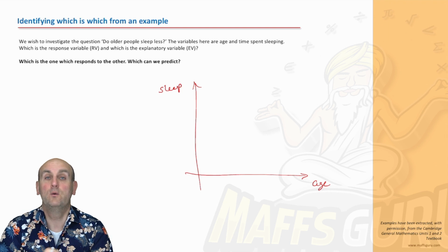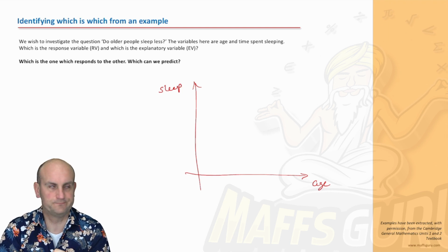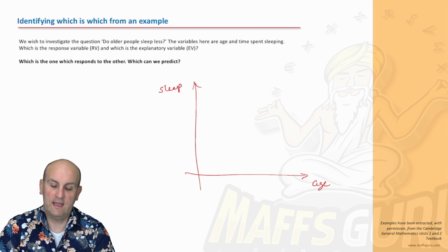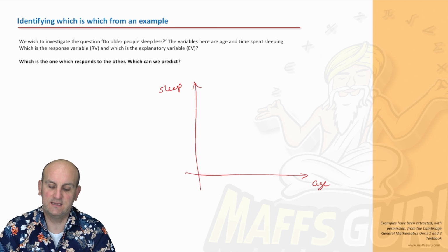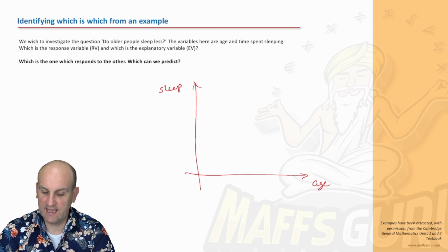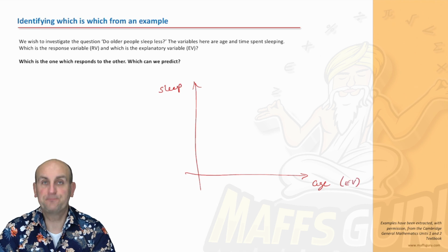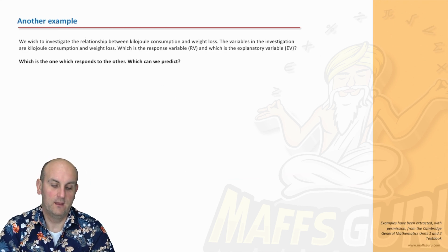In our olden days, we used to call this the independent variable and the dependent variable. That's gone now. We have the explanatory and the response. So does it make sense that we can now predict sleep from age? Ka-ching. So age is my EV, we can use that shorter, and sleep is my RV. Okay, what about another example?